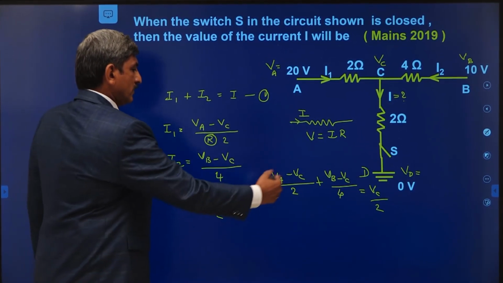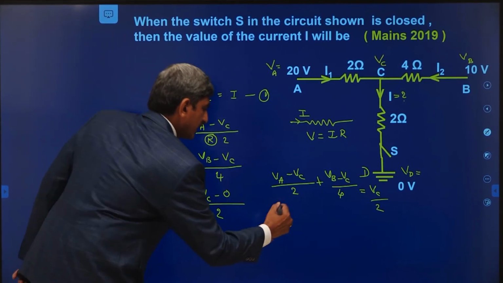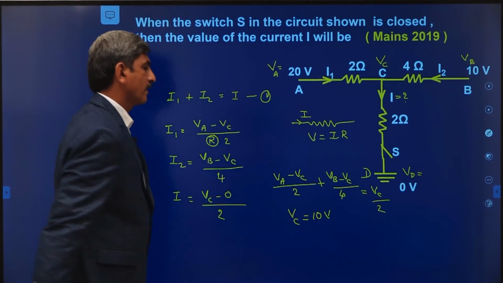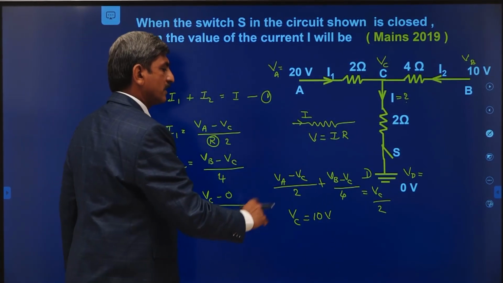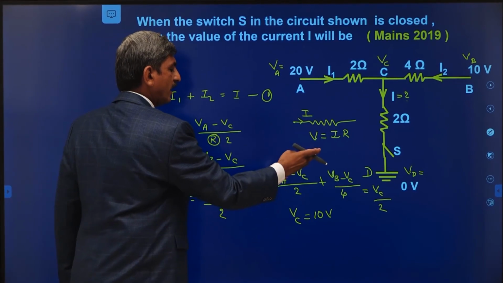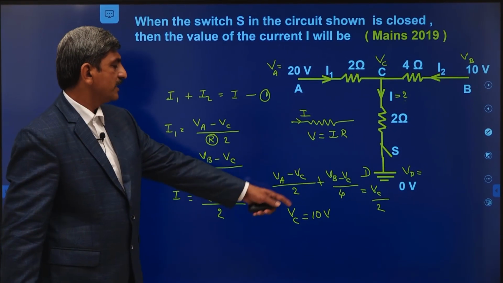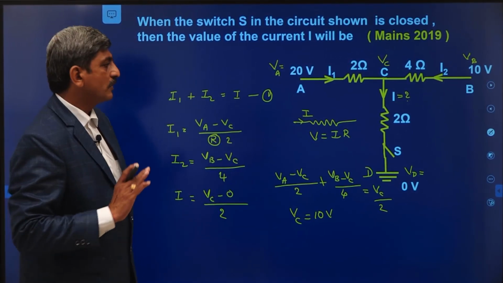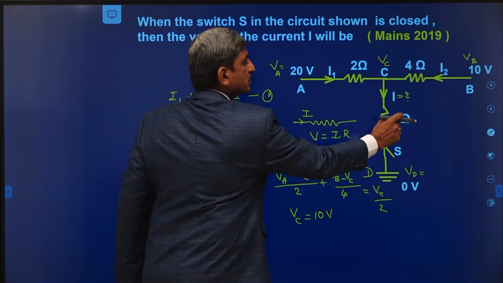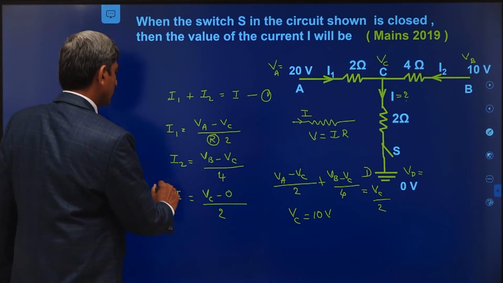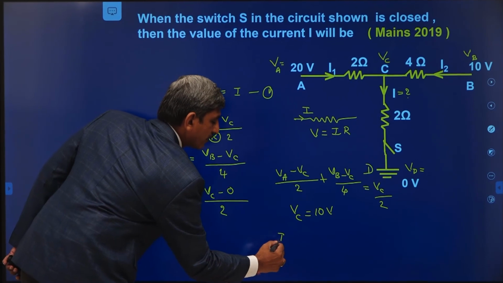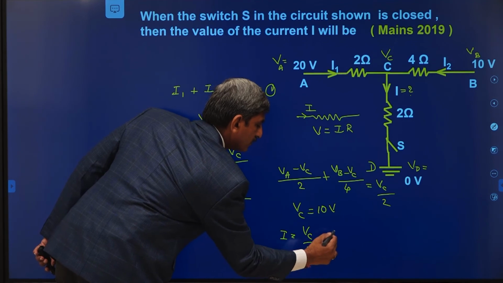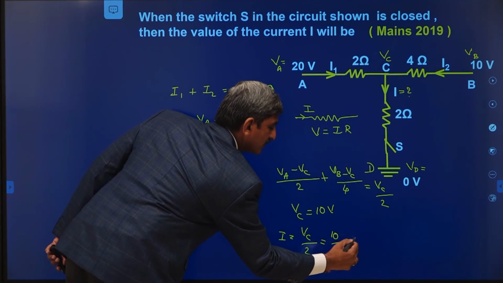Now by solving this equation you will get VC is equal to 10 volts. By rearranging the terms and by substituting the VA, VB values, we have VC is equal to 10 volts. So our aim is not to find out the VC value. Our aim is to find out the current passing through this 2 ohm resistor. So from this equation, the current can be determined by the formula I is equal to VC by 2, that is equal to 10 by 2, that is equal to 5 amperes.